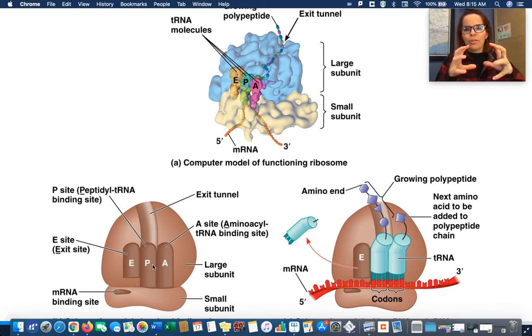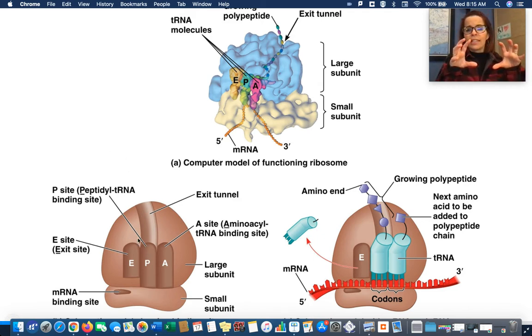So the whole ribosome shifts over 3 letters, and the truck now is in the P site, which is called the peptidyl tRNA binding site, which just means that the amino acids are going to bond. So whatever amino acid was there before is going to bond to the new amino acid. And we start getting a polypeptide that starts forming out of this exit tunnel.